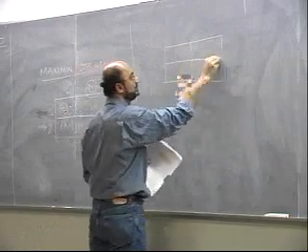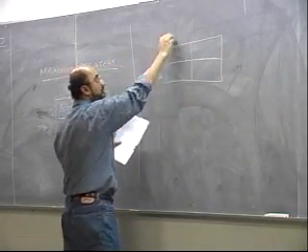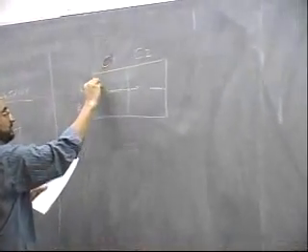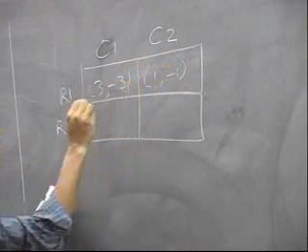And this will also illustrate the maximum for mixed strategies. C1 and C2. And let's look at this over here. 3, minus 3. 1, minus 1.